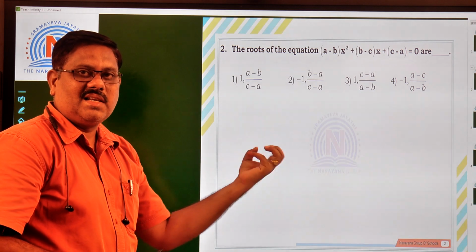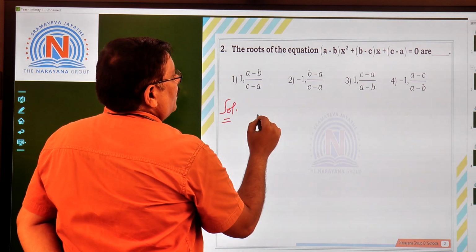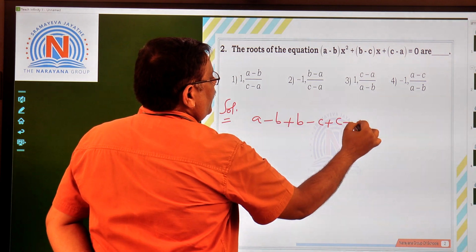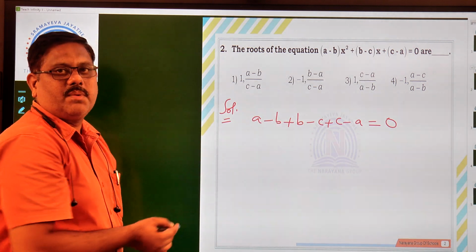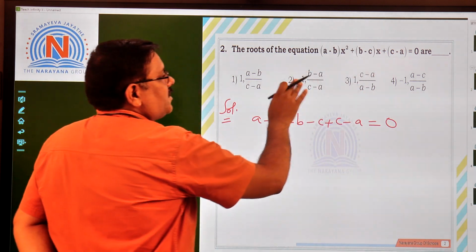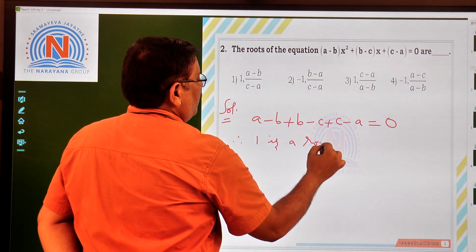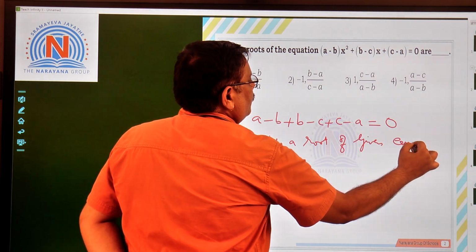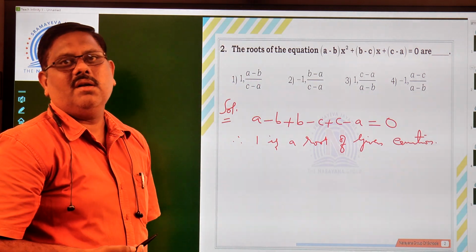Let us add up these three coefficients. If you add up the three coefficients, what are we going to have? We have a minus b plus b minus c plus c minus a. That is going to be 0, since plus a, minus a, plus b, minus b, plus c, minus c are all cancelling. The resultant is 0. So if the sum of the coefficients is 0, obviously 1 is a root of the given equation. If the sum of the coefficients is 0, then 1 will be the root of the given equation.